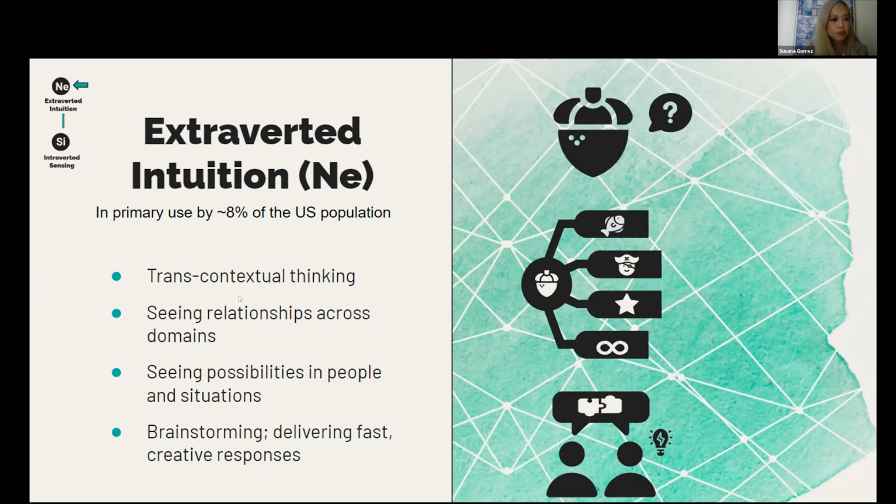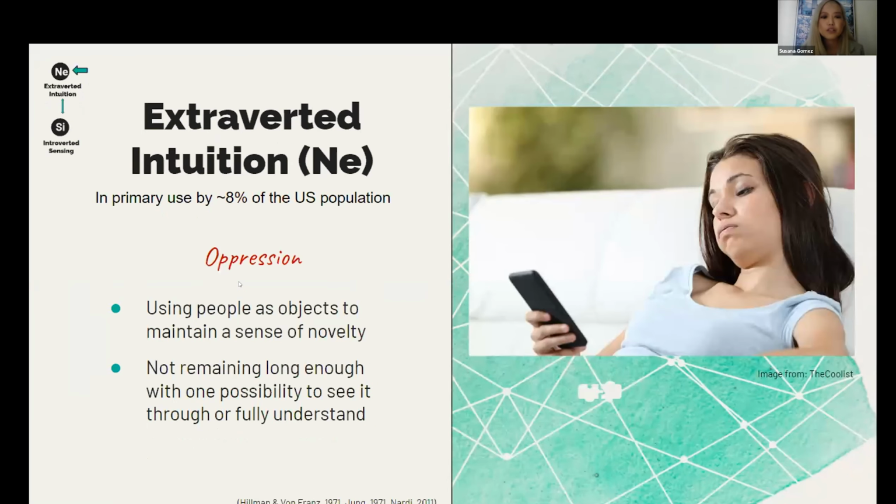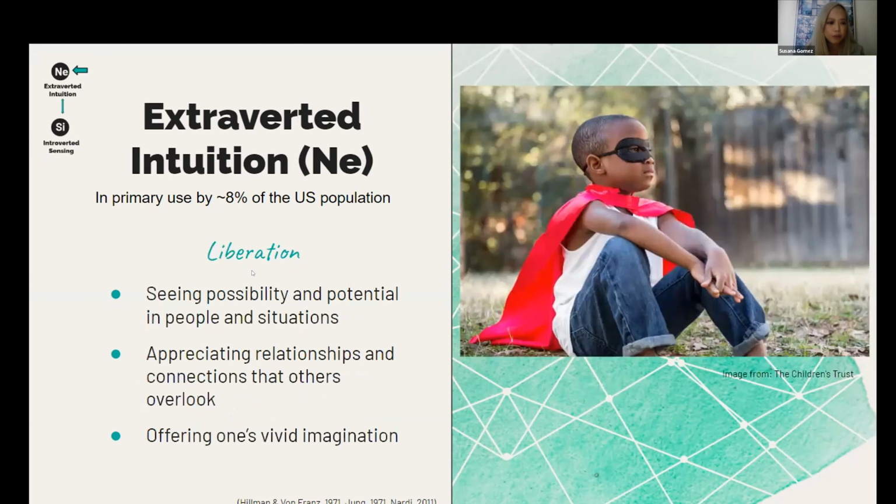When extroverted intuition is overvalued or used defensively, it can look like using other people as objects to maintain one's sense of novelty. For instance, many people jump on board with racial justice initiatives when a public case of police brutality occurs against a Black person. Extroverted intuition may be involved when someone drops out once the work begins to seem routine. Extroverted intuition otherwise plays a very important role in the work of liberation.